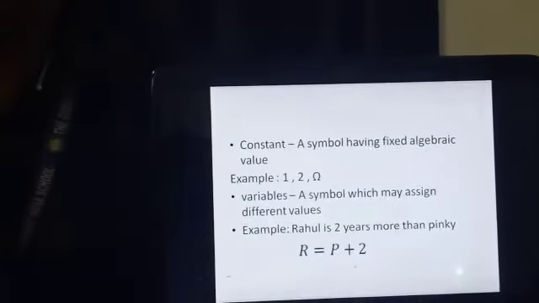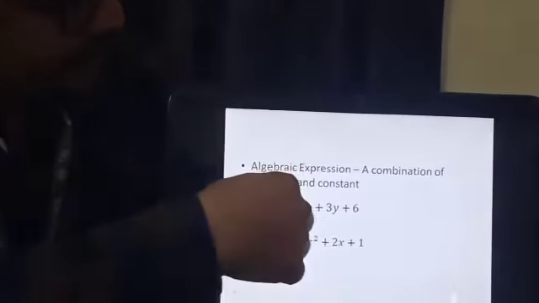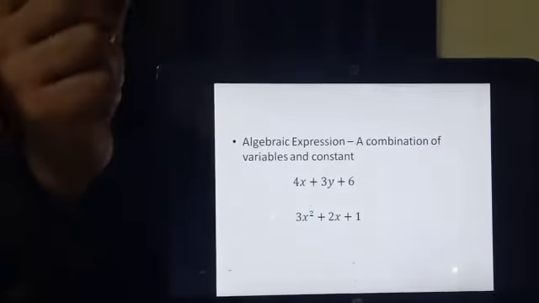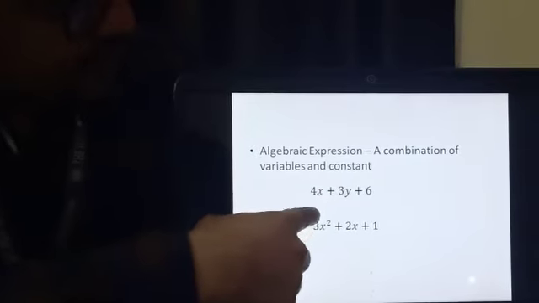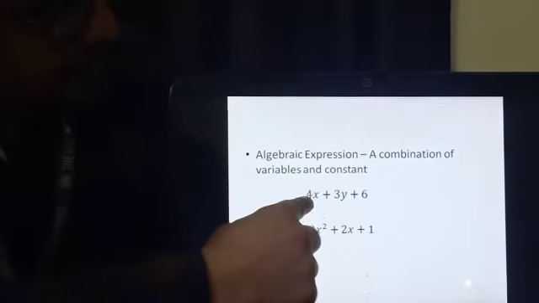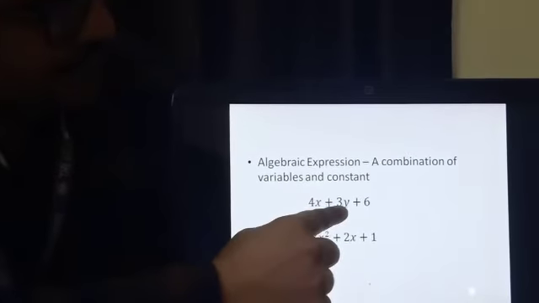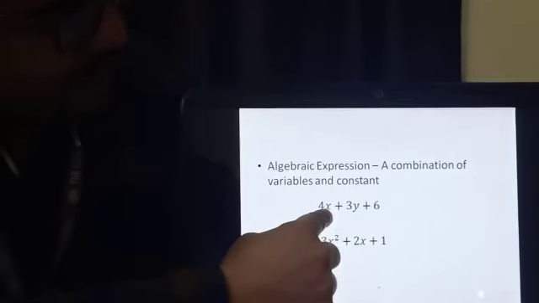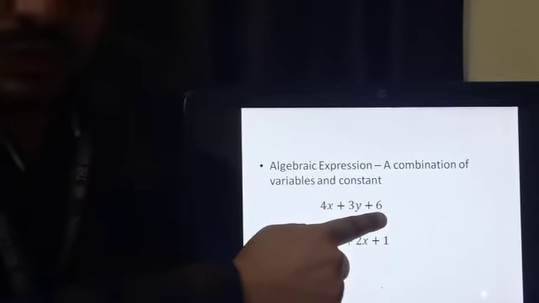Now we will see what algebraic expressions are. An algebraic expression is a combination of variables and constants, as we have already learned what variables and constants are. Let's see an example here: 4x plus 3y plus 6. How many terms are there? First term, second term and third term. The first term has which variable? X variable. The second term has which variable? Y variable. And the third term is a constant.